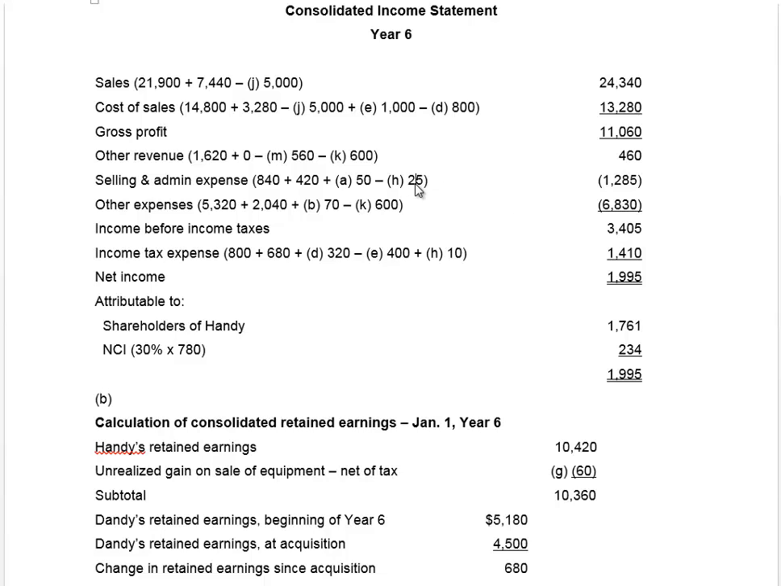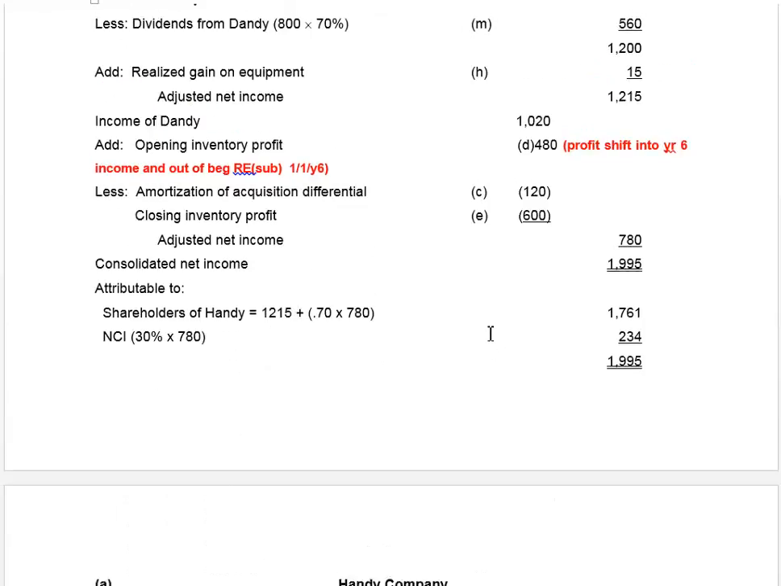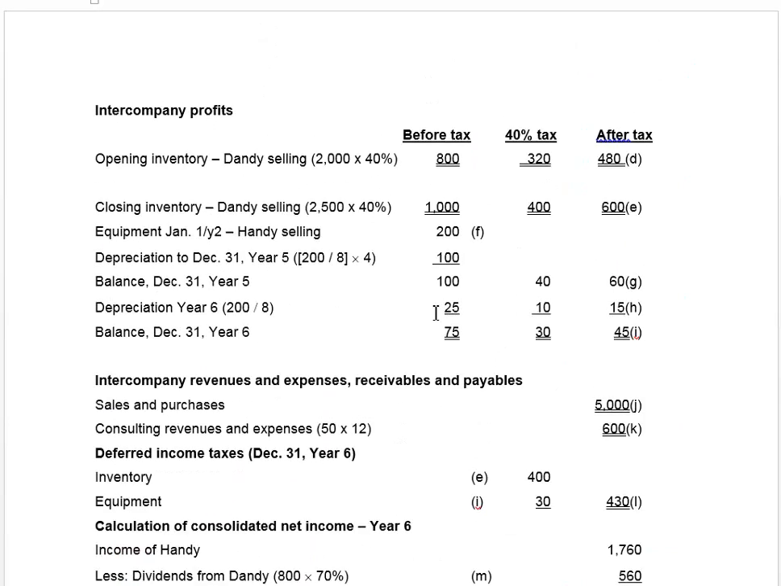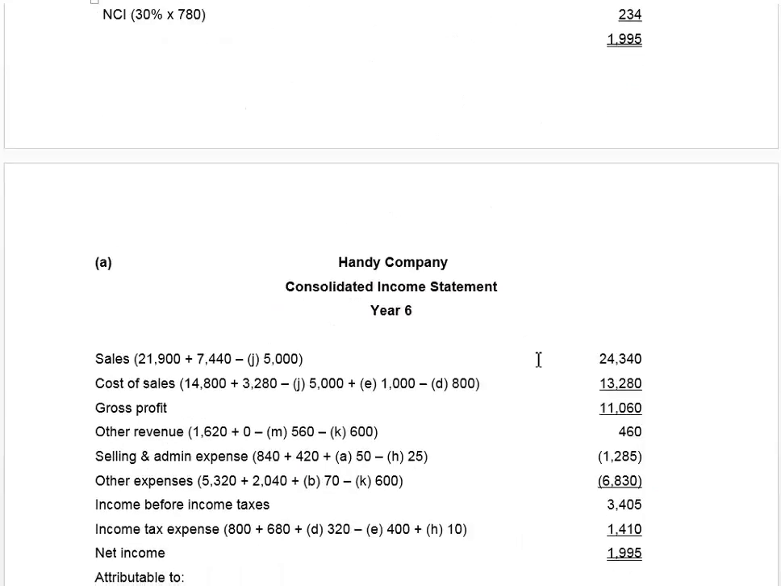So on this 25, we had a 40% income tax expense increase because we're booking this gain this year and it's pre-tax, so we calculate the tax on it, and that's 10. Again, you can go back up here into your little table and you can see that's the 25 you booked, that's the tax expense on it, so the after-tax increase in income is going to be $15, and that's what we've got here.